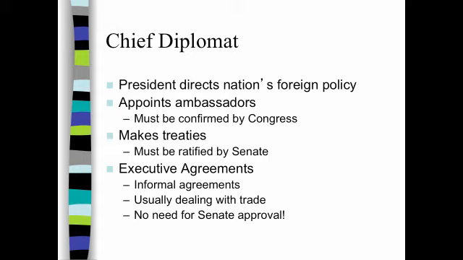Third, the president can sign executive agreements into effect. They're informal agreements, usually dealing with trade, and they don't have to get Senate approval for it, which actually sounds kind of crazy, but something interesting as well.